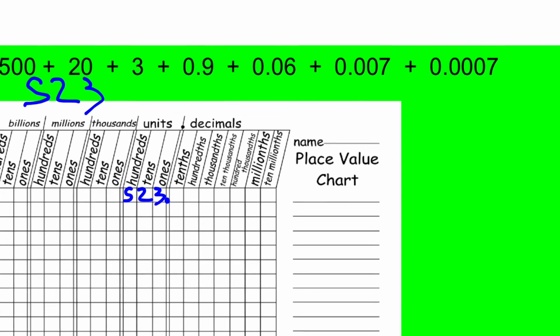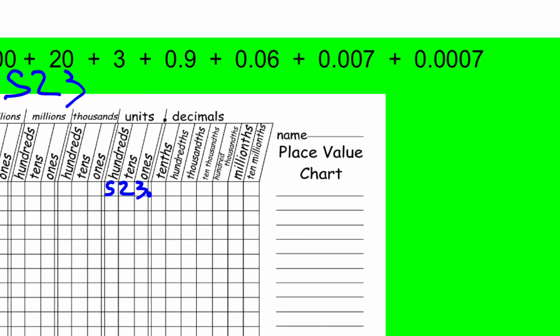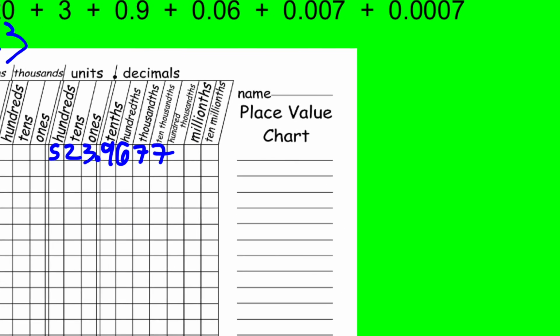Now let's look at what decimal places I have. I have a 9 in the tenths. I have a 6 in the second decimal spot. I have a 7 in the third decimal spot. And I have a 7 in the fourth decimal spot. And there's my number.